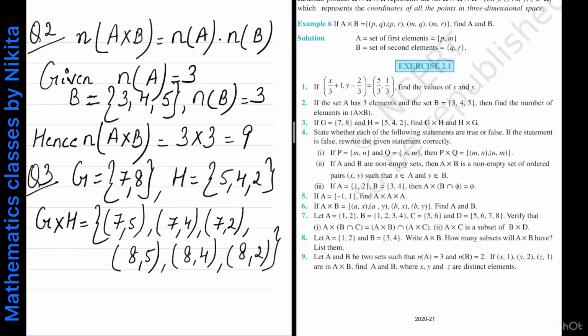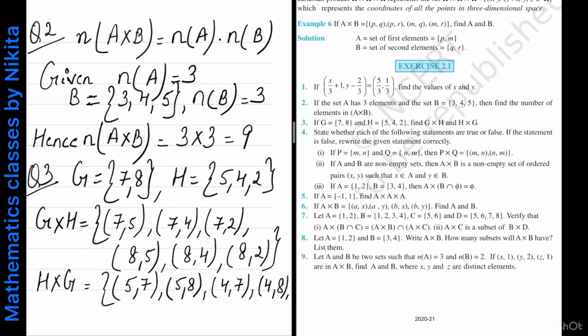Now let's find what is H cross G. Now in H cross G, the number of elements will be same, 6, but the ordered pairs will be different, because here now you have to associate each element of H with each element of G. So therefore the first element will be 5 comma 7, then you will have 5 comma 8, then you will have 4 comma 7, then you will have 4 comma 8, then you will have 2 comma 8, and then you will have 2 comma 7.